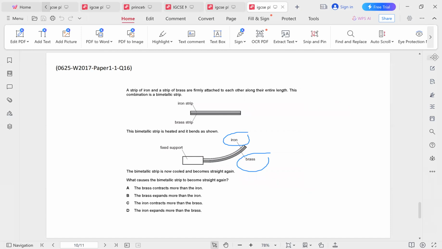So both of them will contract, but brass again will contract more than the iron. So let's look at the answers together. It is cooled, so now we're expecting something to contract rather than expand. So anything with the word expands would be incorrect here because we're cooling, so the strip will contract. And which one contracts more? So in order to return to its original form, where it's straight again, the brass must contract more than the iron because the brass expanded more than the iron. It must contract more than the iron. So therefore, A here would be the correct answer.